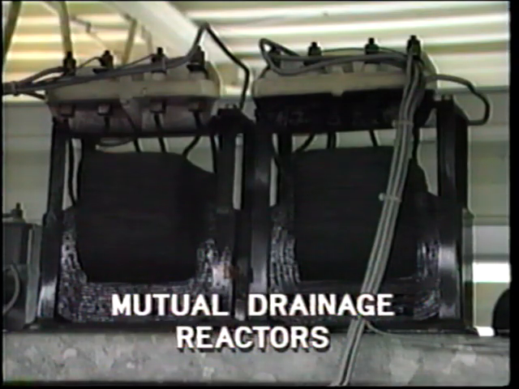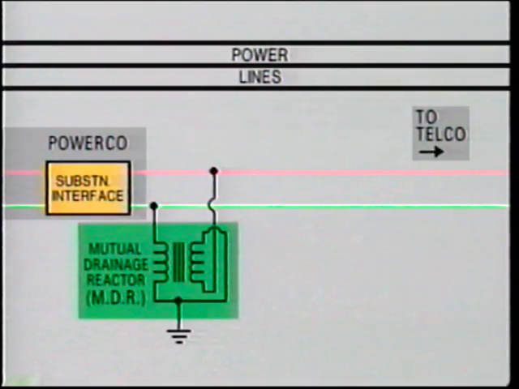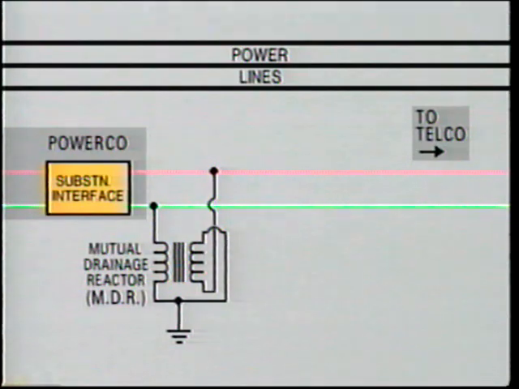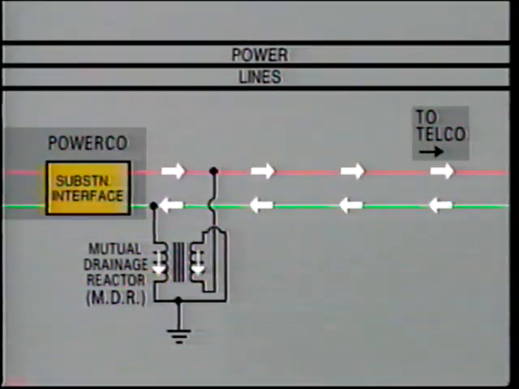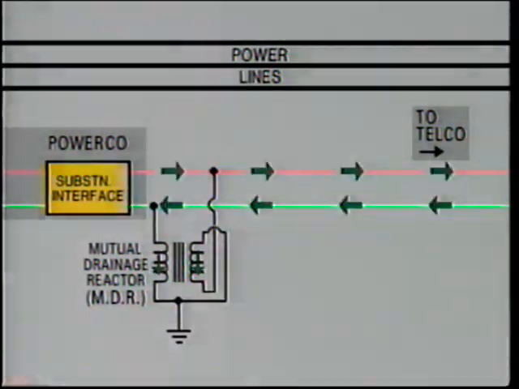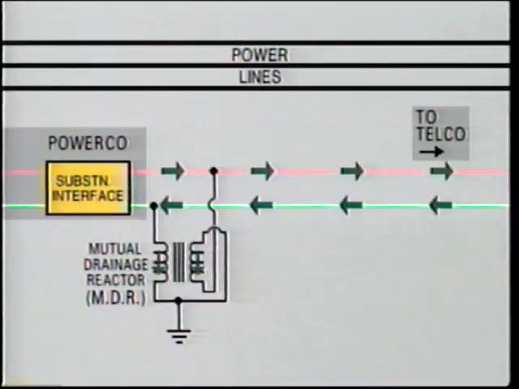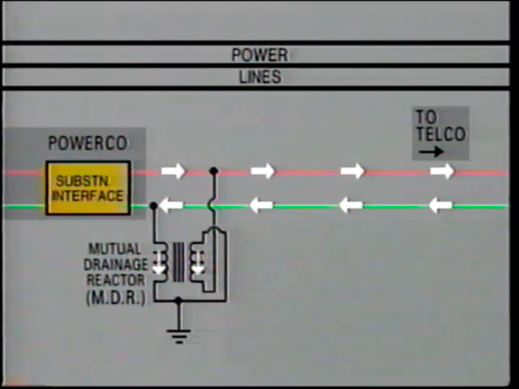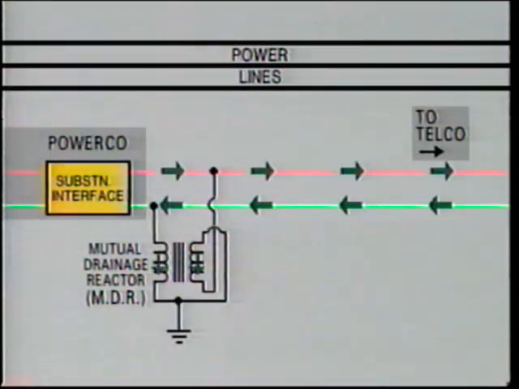This is the mutual drainage reactor. For direct drainage, it is connected like this. The two coil windings are mounted on a single magnetic core, and the center point is grounded. When the telephone line is operating under normal conditions, there is always a small AC voltage difference across the pair, causing current to flow. This could be, say, voice or audio data.